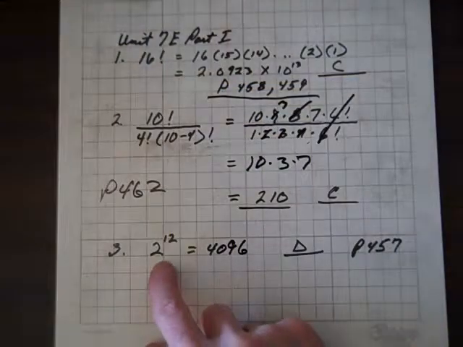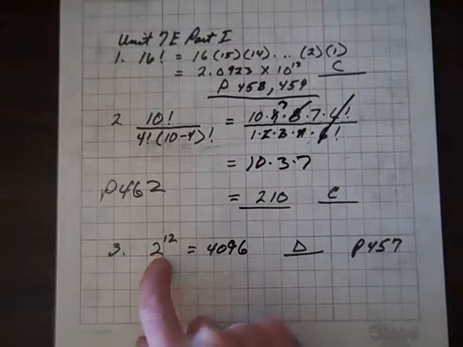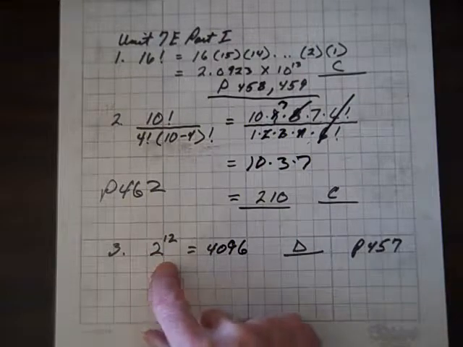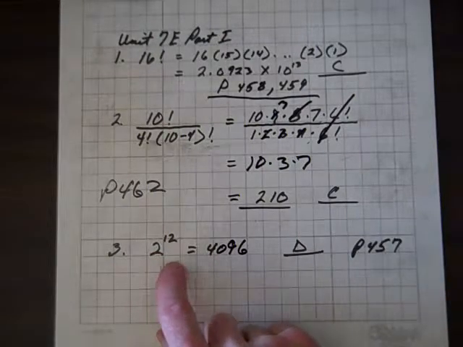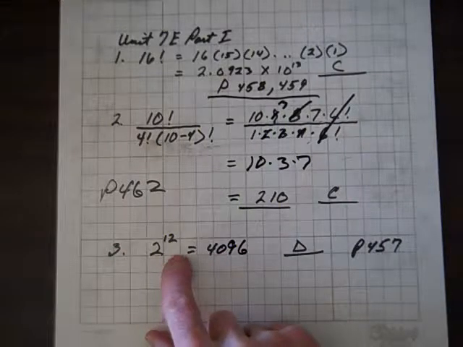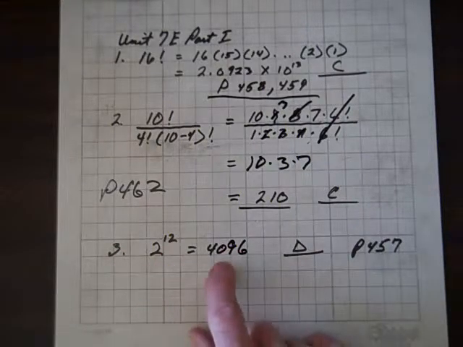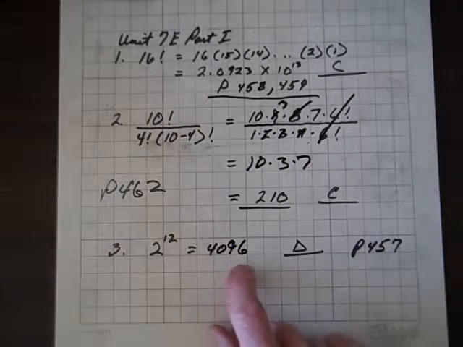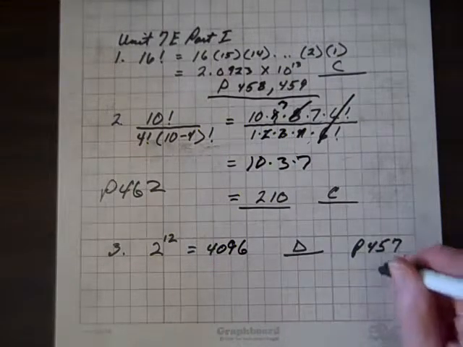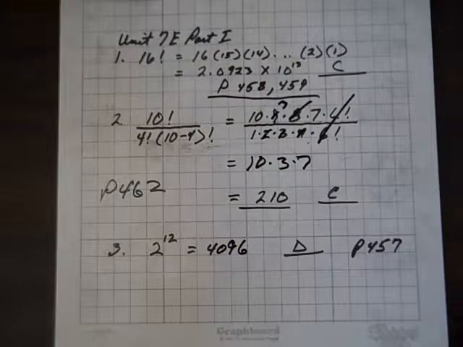12-symbol code. So we have 2 choices for the first, 2 choices for the second, 2 choices for the third, and so on, all the way up to 2 choices for the 12th. So that's 2 to the 12th, which equals 4096, and that's selection D. And you'll see an explanation on page 457.